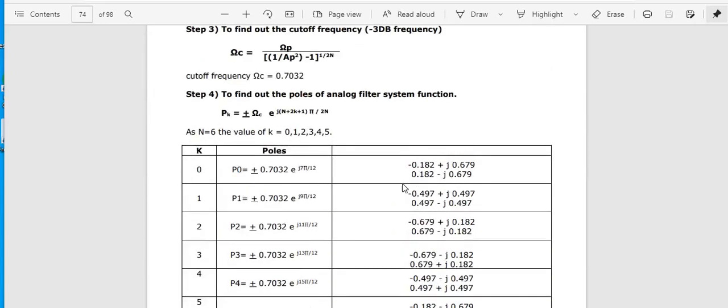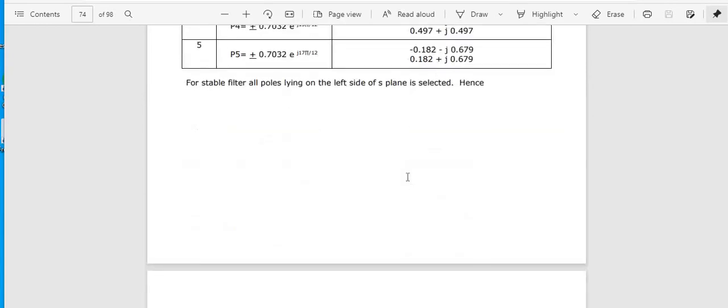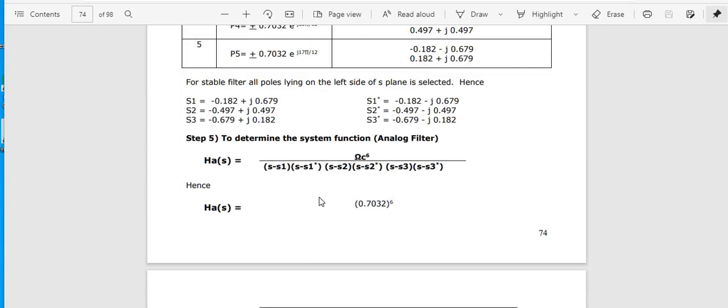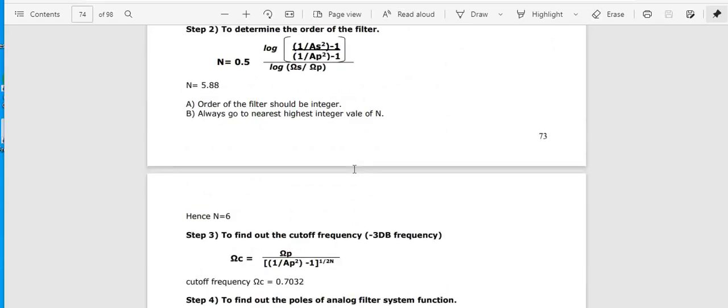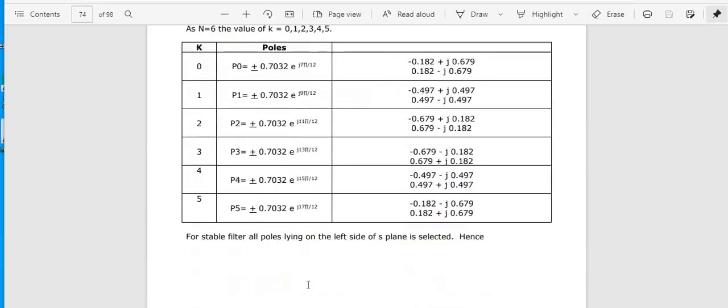What is the value? We got the pole P0 as minus 0.182 plus j of 0.679. This is s1, this is s1 conjugate. Similarly, s minus s2 into s minus s2 conjugate, s minus s3 into s minus s3 conjugate, and so on. We can write down the values. What is the critical frequency we got for this? It is 0.7032. That's what we substituted in the given formula.